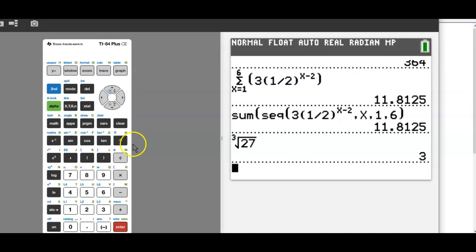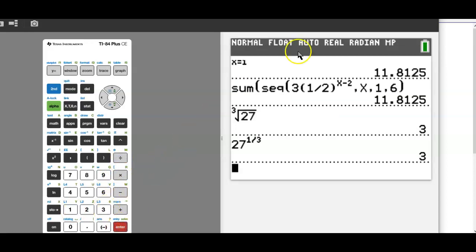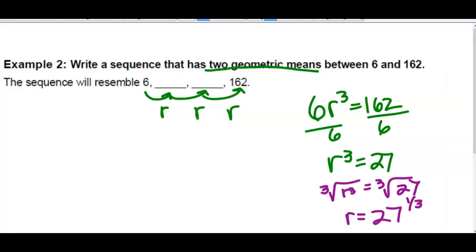There we go. You can also, like I said, I would have just done 27 to the 1/3 power. Then I didn't have to look for that silly button. Okay. So the answer was that r was 3. So to go back and fill this in, 6 times 3 is 18. 18 times 3 is 54. And 54 times 3 is 162. So again, this is kind of self-checking, because if it doesn't work out at the end, you know you did something wrong earlier.